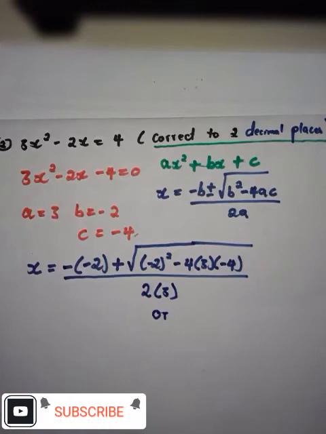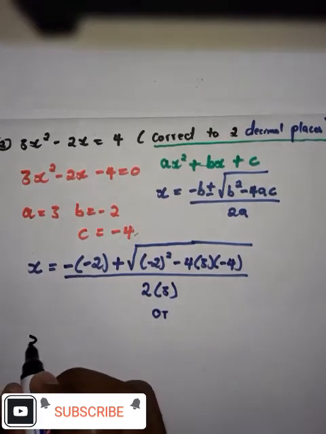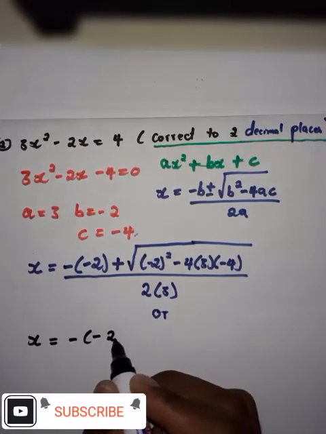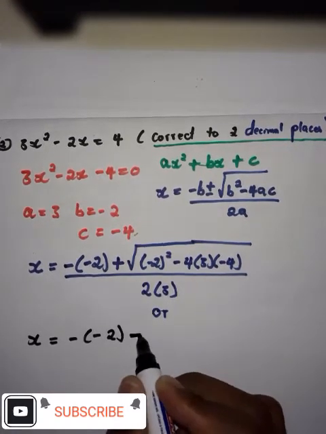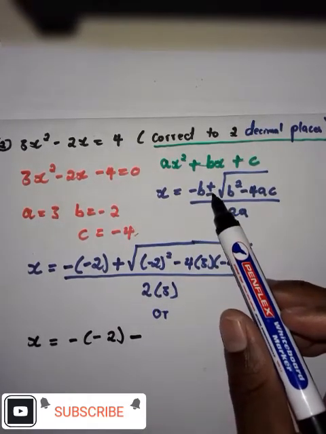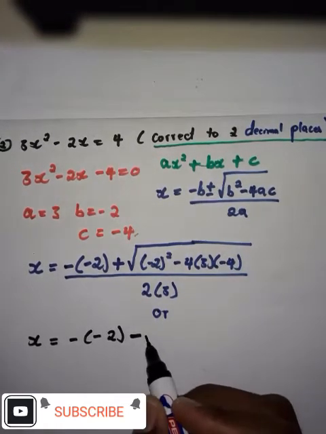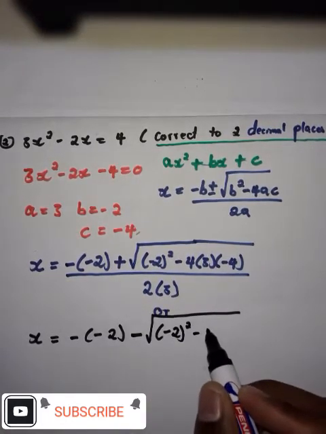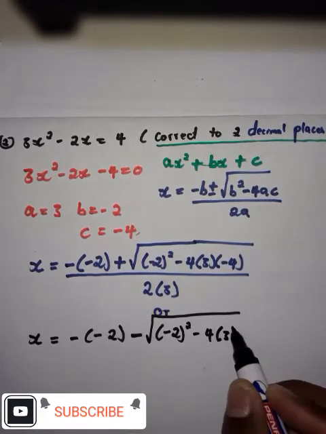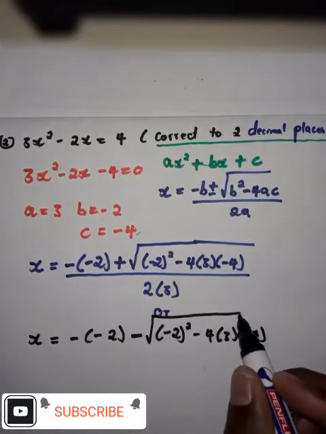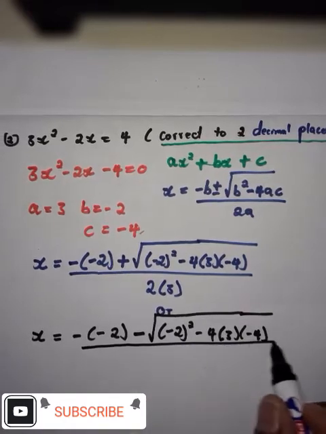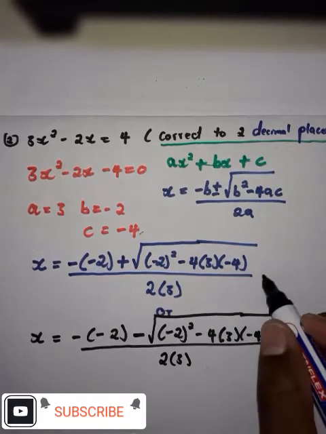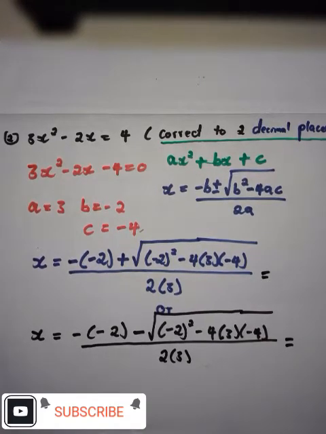Another one can be, what's another one? You have x being minus minus 2. Then this time you're using minus. Remember that here the sign was plus or minus, so this time you're using minus here. The square root of minus 2 squared minus 4, a is 3, and c is minus 4, right? And you divide all of these by 2a, which is 2 multiplied by 3. And then we have to find the answer here. Then you are done.